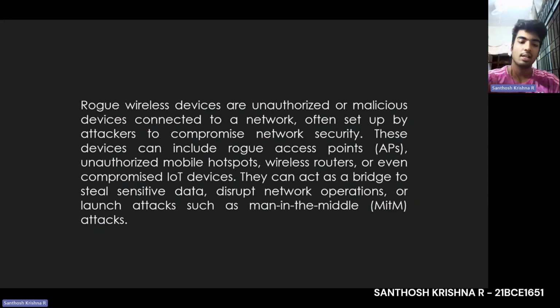So, what exactly are rogue wireless devices? These are unauthorized or malicious wireless devices connected to a network, often introduced by an attacker. This can pose a significant security risk by intercepting data, disrupting network operations, or even launching sophisticated attacks like man-in-the-middle attacks and so on.